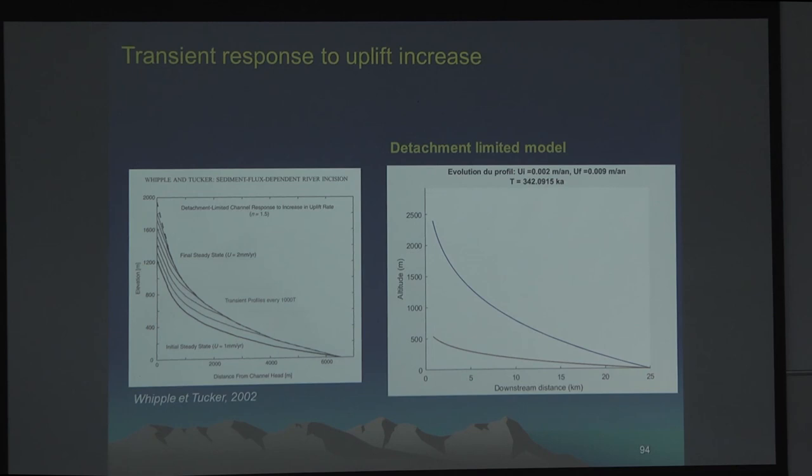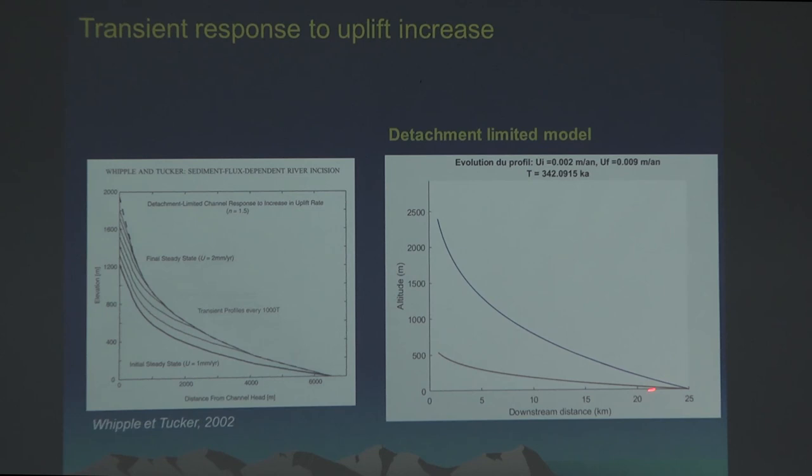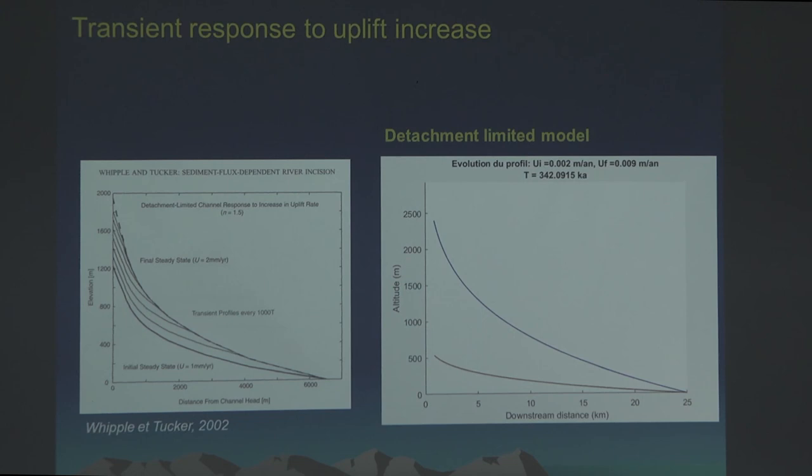Imagine that you have a river at equilibrium with an uplift rate of, let's say, 1 millimeter per year. And at some time, the tectonic activity increases, and the uplift rate is multiplied by 3. What's going on? The river is going to adapt to this new uplift rate, and you will see some nick point, some steeper part of the river, rising and propagating like a wave toward the headwater.